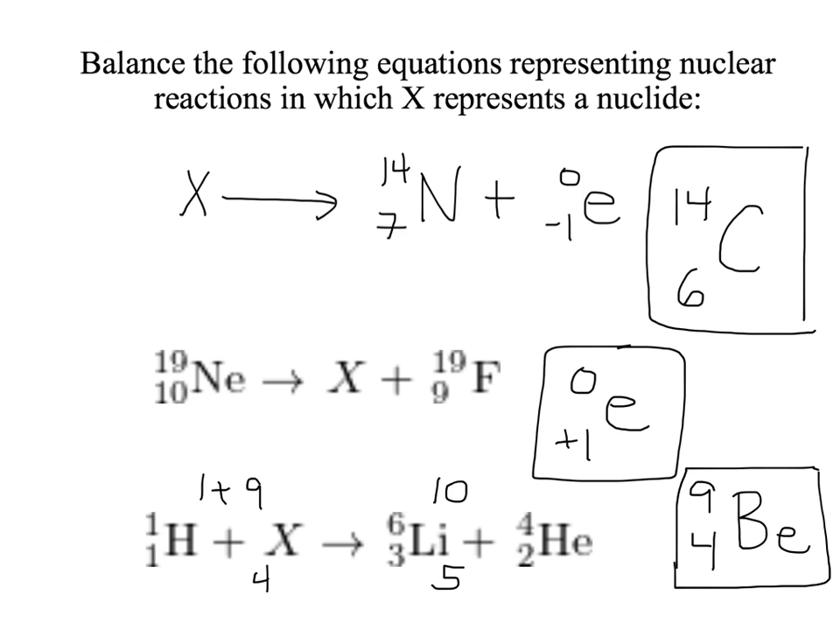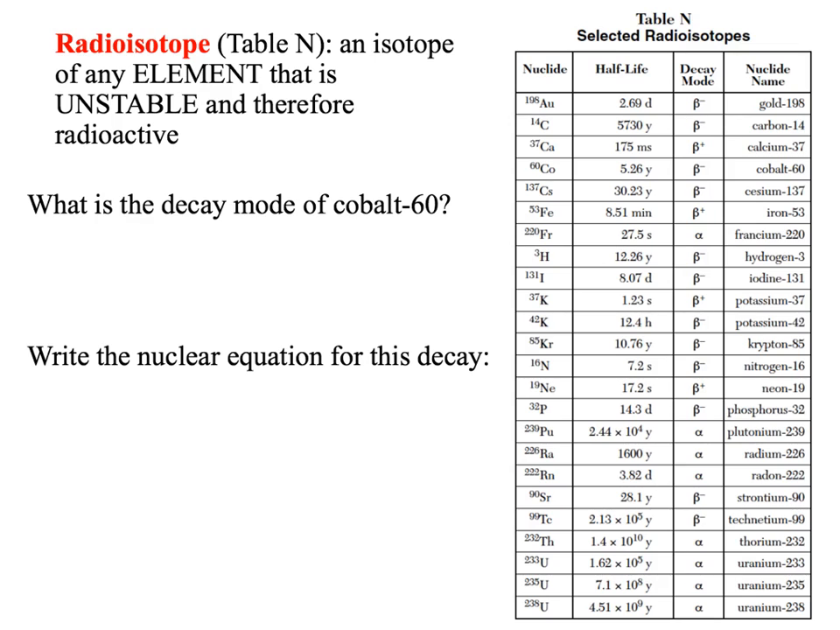Let's move on now and see what we can learn from Table N. So here is Table N in front of you. It gives a list of selected radioisotopes. In case you're wondering, what is a radioisotope? A radioisotope is any isotope of any element that is unstable and will spontaneously decay.